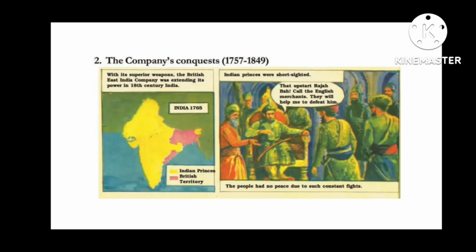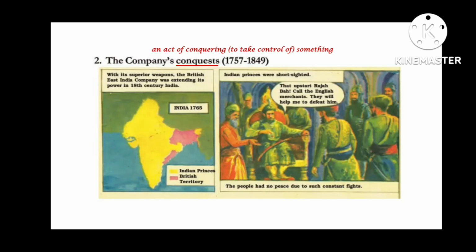The company's Conquest, 1757 to 1849. Conquest means act of conquering or taking control of something. So now we will study what led to the conditions to the freedom struggle in 1857. First, let's understand what happened between 1757 to 1849.